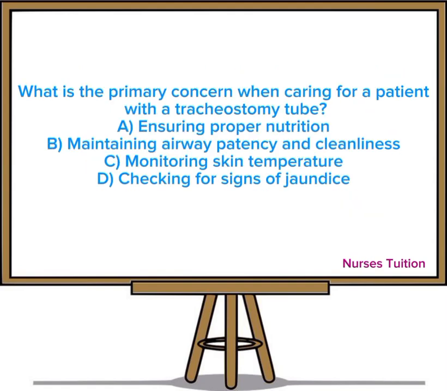What is the primary concern when caring for a patient with a tracheostomy tube? A. Ensuring proper nutrition. B. Maintaining airway patency and cleanliness. C. Monitoring skin temperature. D. Checking for signs of jaundice.